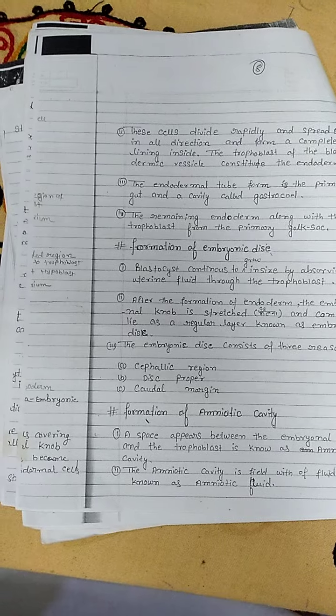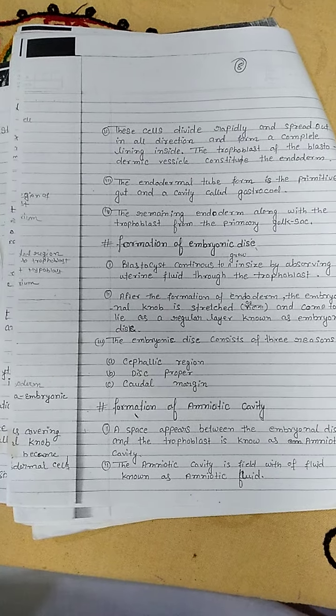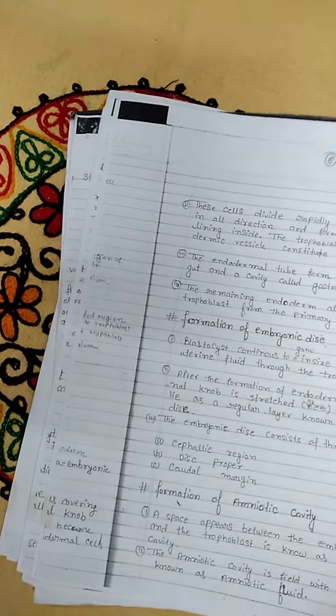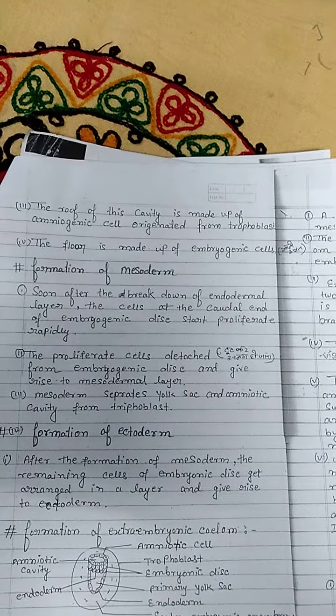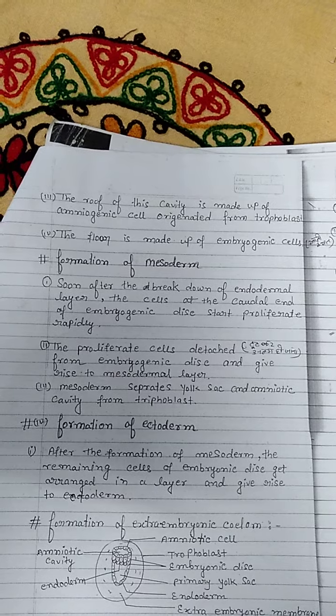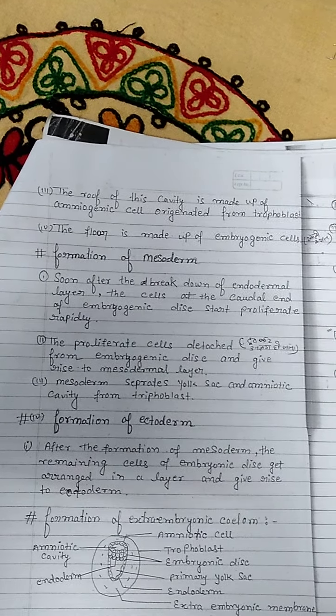Next one is the formation of the amniotic cavity. A space that appears between the embryonal disc and the trophoblast is known as the amniotic cavity. The amniotic cavity is filled with a fluid known as the amniotic fluid, and the roof of this cavity is made up of the amniogenic cells originated from the trophoblast. The floor is made up of the embryonic cells.